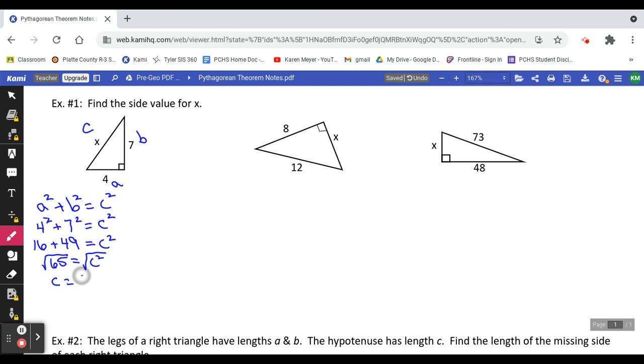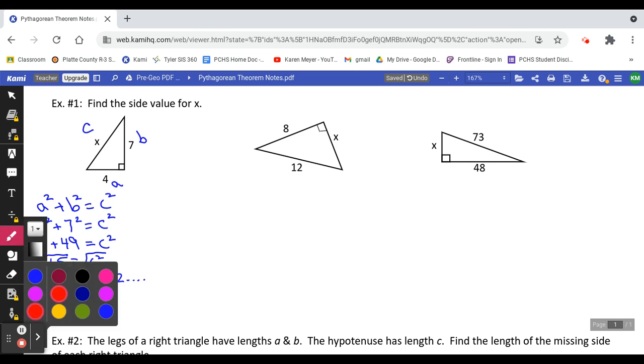And you're going to get 8.062, and so on. We're going to go ahead and just round these to the tenths. So then this would round to 8.1. Okay, go to the next one. On this one, across from the 90-degree box is C. So that makes 12 my C. And then I'm just going to call 8 my A, and X is my B.